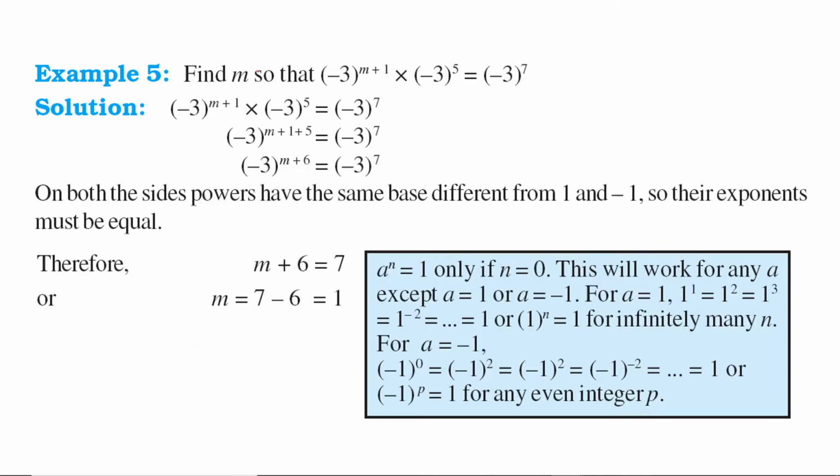We have to find m such that minus 3 to the power m plus 1 into minus 3 to the power 5 is minus 3 to the power 7. We know that the bases are same, so m plus 1 plus 5 will be equal to 7, the power, because both the powers are same on left hand side and right hand side. So m plus 1 plus 5, that is m plus 6, so m plus 6 is equal to 7, which gives you m equal to 1.